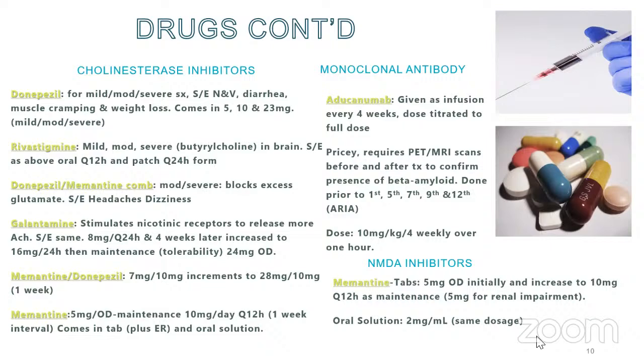The monoclonal antibodies, like aducanumab, are given as an infusion every 4 weeks. The dose is titrated to full dose. It's expensive and requires PET and MRI scans before and after the treatment to confirm the presence of beta amyloid, which is done prior to the first, the fifth, the seventh, the ninth, and the 12th. The dose is calculated like 10 milligram per kg weekly over 1 hour.